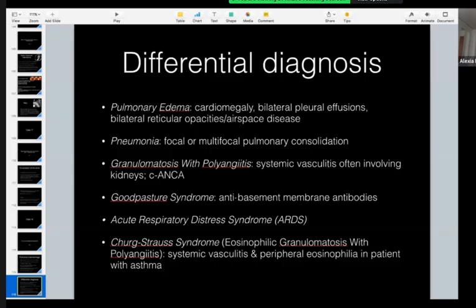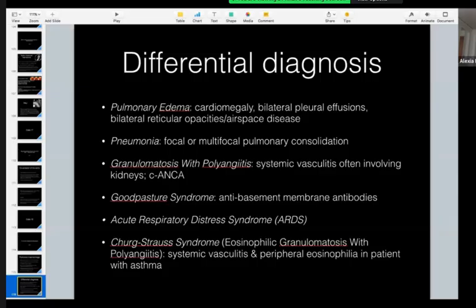So granulomatosis with polyangiitis, so Wegener's, and Goodpasture syndrome, and they would typically check for anti-basement membrane antibodies. ARDS can also be one of the differentials, but the pattern is not typical. And Churg-Strauss syndrome, which is a systemic vasculitis with peripheral eosinophilia in a patient with asthma. So those would be your differentials for that appearance.